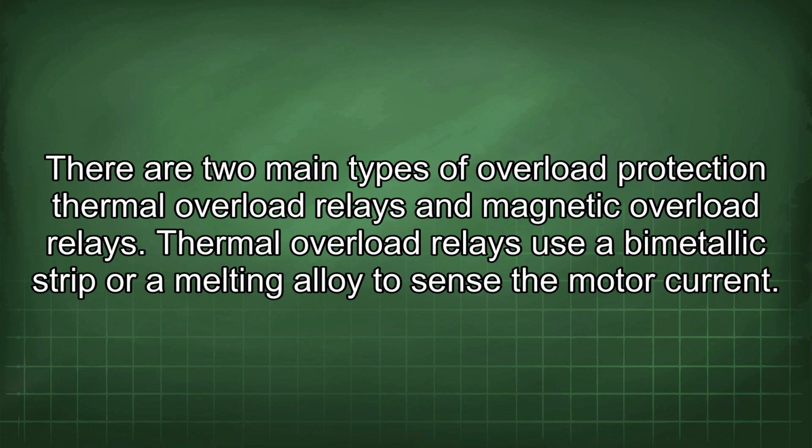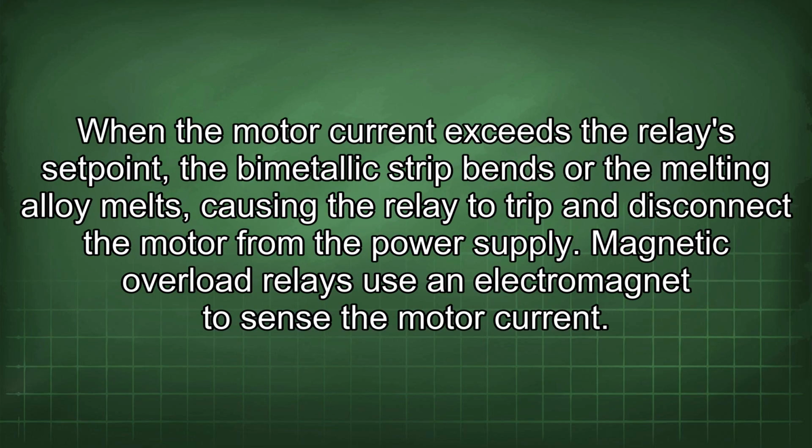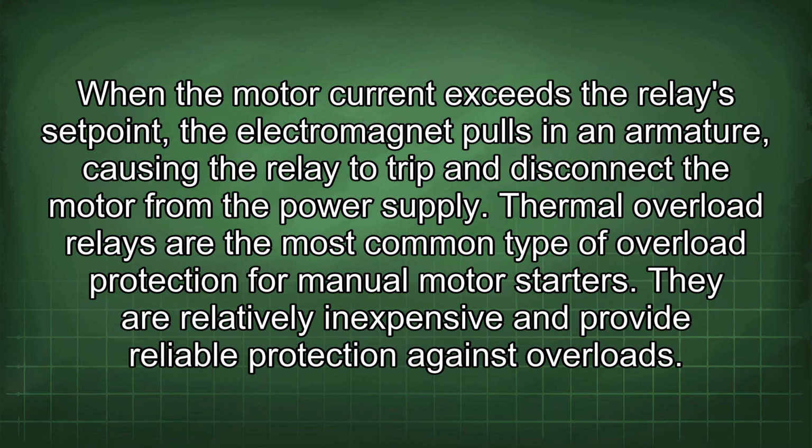Thermal overload relays use a bimetallic strip or a melting alloy to sense the motor current. When the motor current exceeds the relay set point, the bimetallic strip bends or the melting alloy melts, causing the relay to trip and disconnect the motor from the power supply. Magnetic overload relays use an electromagnet to sense the motor current. When the motor current exceeds the relay set point, the electromagnet pulls in an armature, causing the relay to trip and disconnect the motor from the power supply.